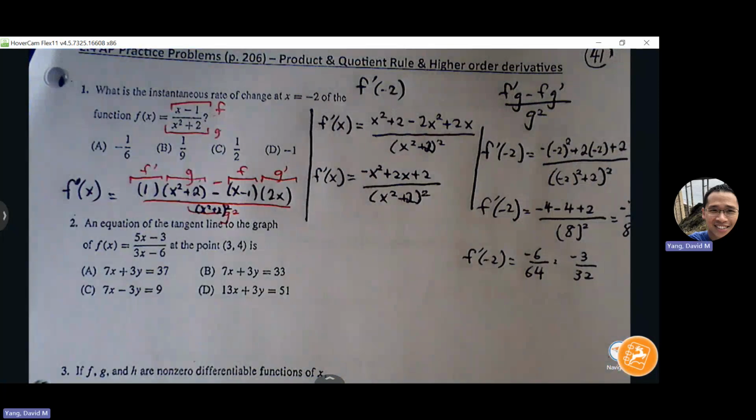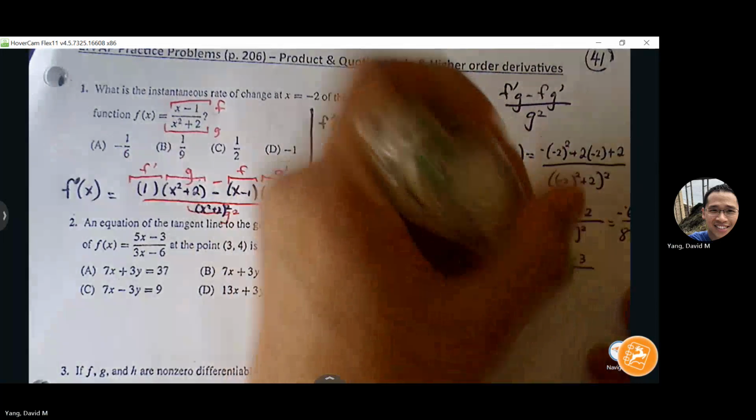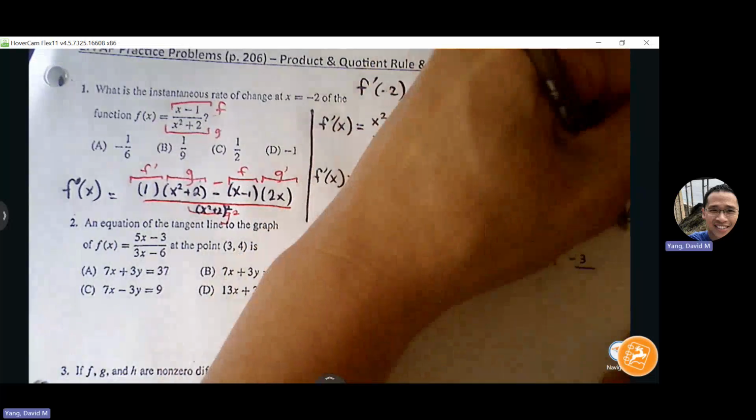I messed up somewhere here. Oh, it's 6 squared on the bottom line instead of 8 squared. Four, yeah, sorry, making all these mistakes. Sorry, 6 squared. 4 plus 2 is 6. 6 squared is 36.